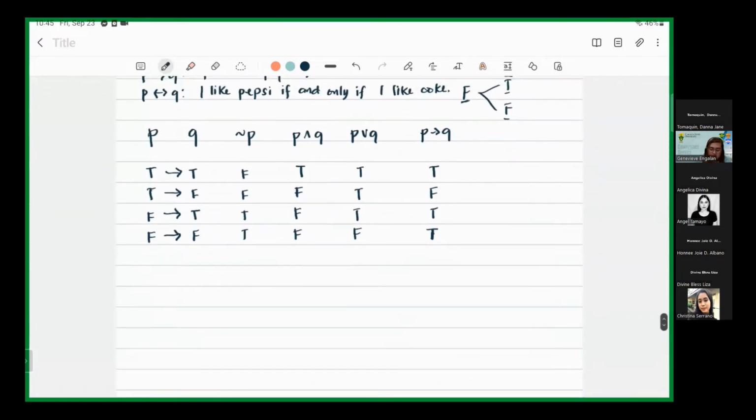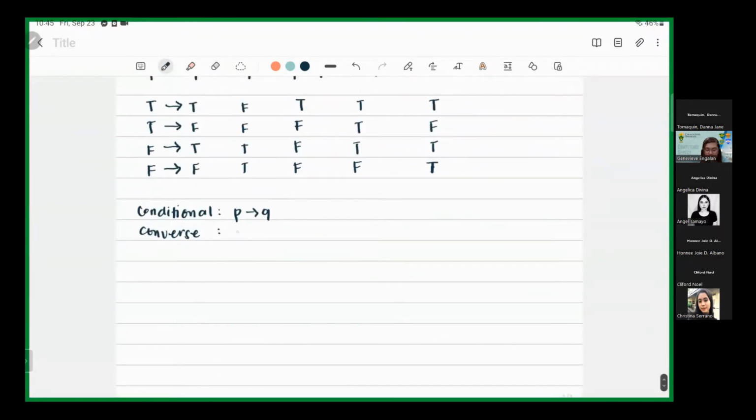So, kung kadumdum mo, if you have the conditional statement P implies Q, unsa gani ang iyahang converse? Balihon na na, no? Q implies P. Ang inverse? Not P implies not Q. Ang contrapositive? Not Q implies not P. Okay, that's correct. We have not Q implies not P.